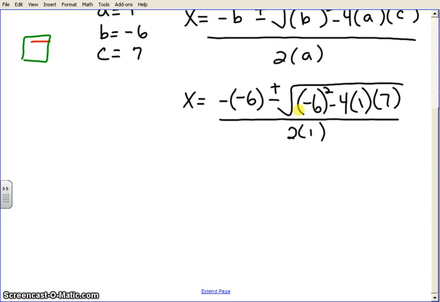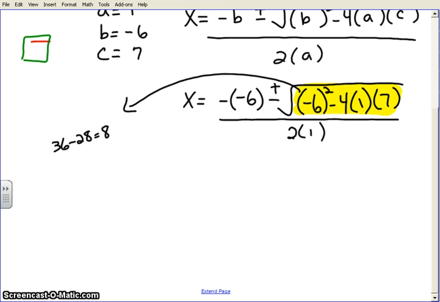Now what I'm going to do is take my discriminant and evaluate that to see what my answer is supposed to look like, to give me a heads up. Okay, so over here I've got negative 6 squared, which is 36, minus 4 times 1 times 7, which is 28. 36 minus 28 is 8.